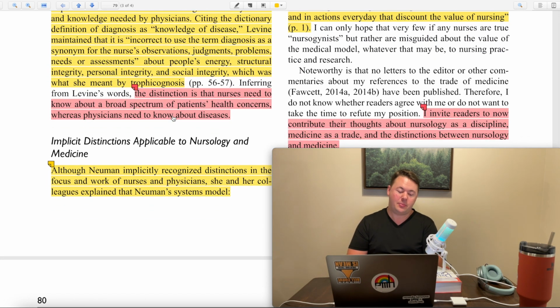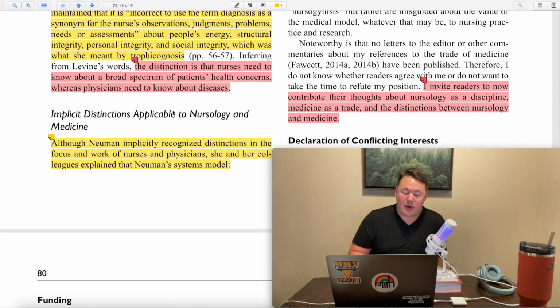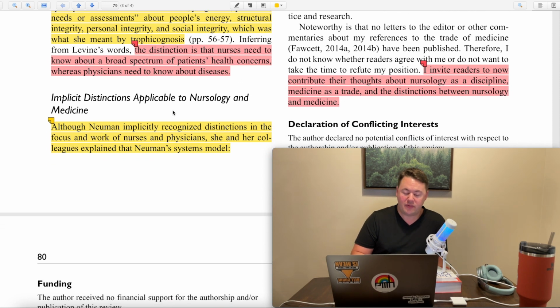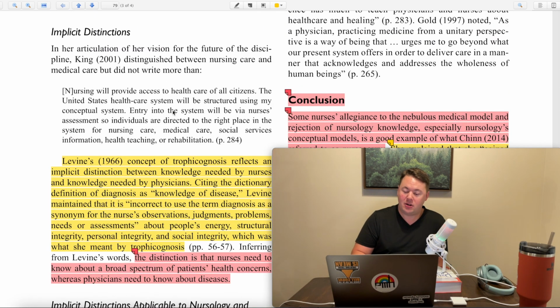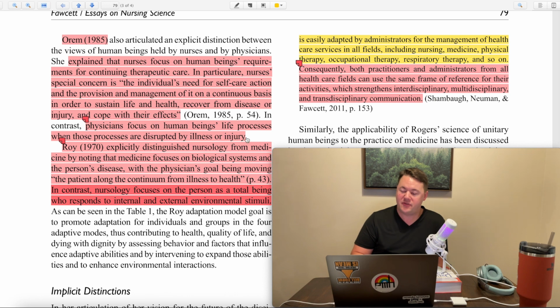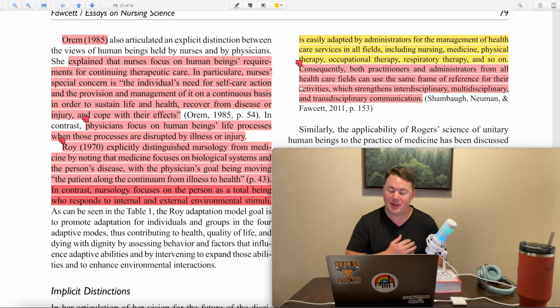Implicit distinctions applicable to nurseology and medicine. Quote, although Newman implicitly recognized distinctions in the focus and work of nurses and physicians, she and her colleagues explained that the Newman systems model is easily adapted by administrators for the management of healthcare services in all fields, including nursing, medicine, physical therapy, blah, blah, blah, blah. Consequently, both practitioners and administrators from all healthcare fields can use the same frame of reference for their activities, which strengthens the interdisciplinary and transdisciplinary communication.